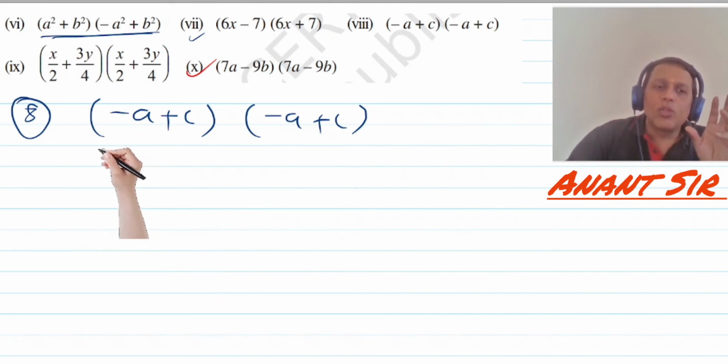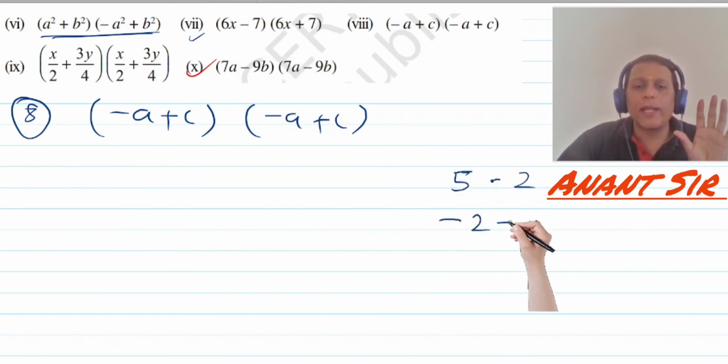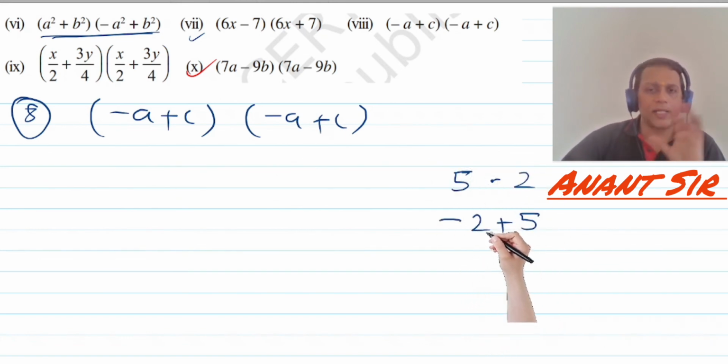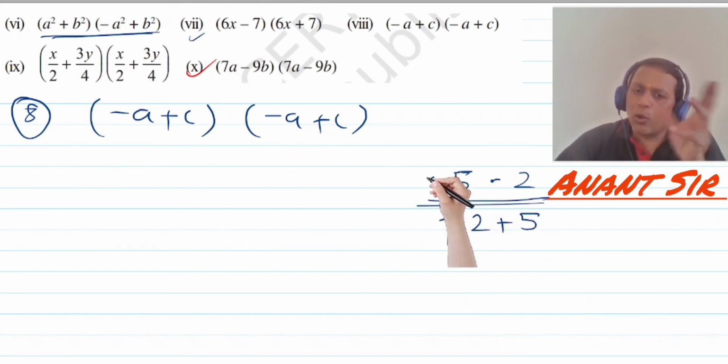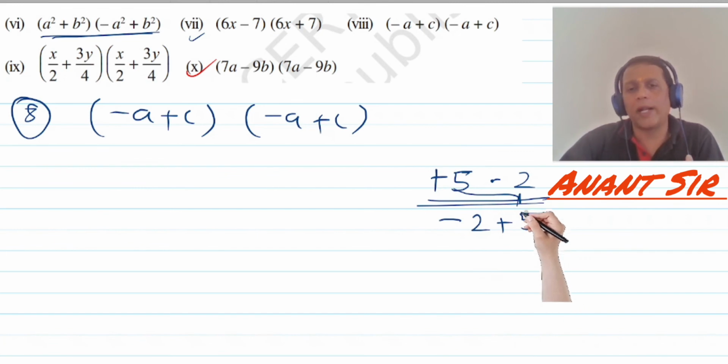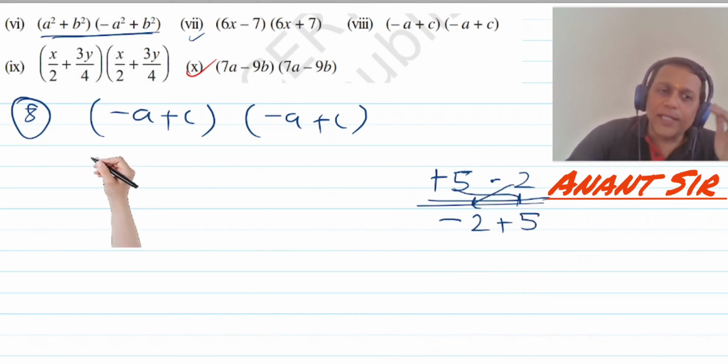But if you just see, tell me, can I write 5 minus 2 as minus 2 plus 5? Are they same or not? Have I changed the sign? No, I have just changed the position. Plus 5, I am writing as plus 5 only. Minus 2, I am writing as minus 2 only. So I am going to do the same thing here.